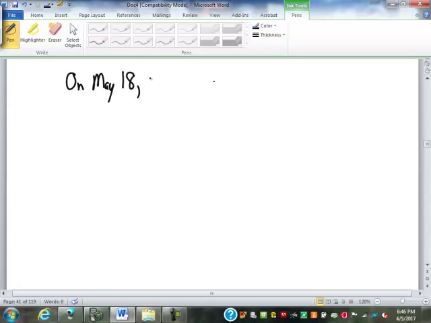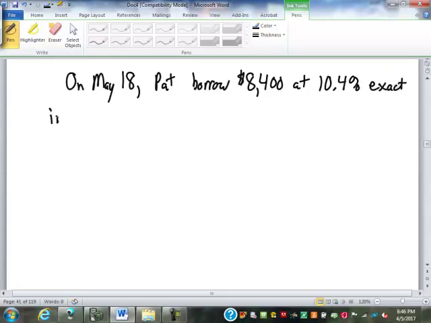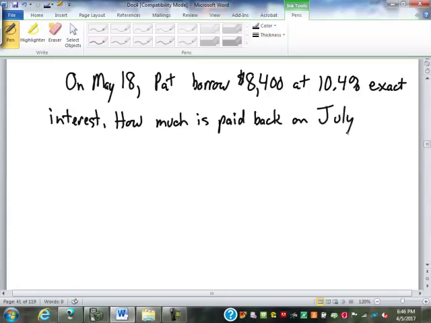On May 18th, Pat borrows $8,400 at 10.4% exact interest. How much is paid back on July 11th?